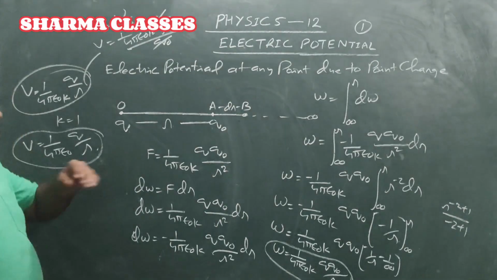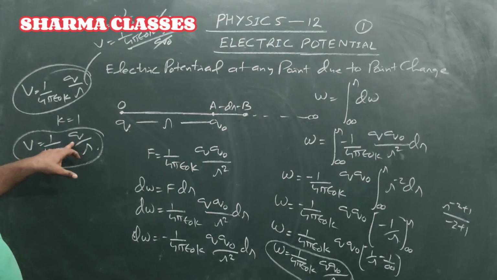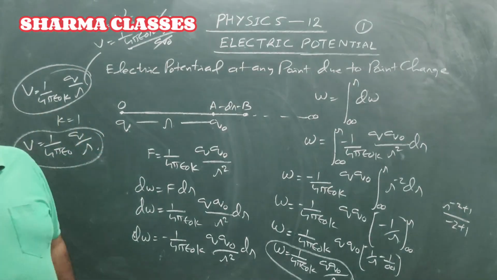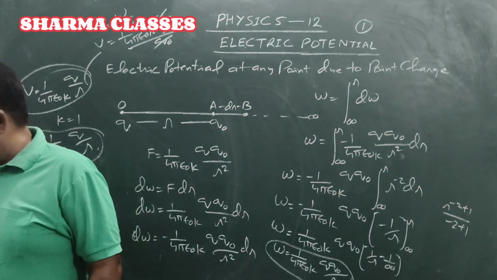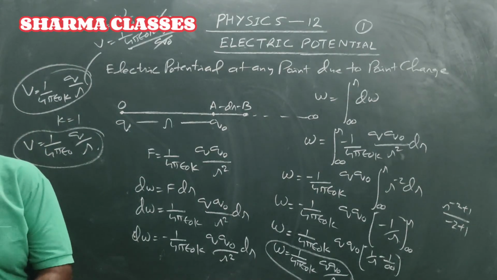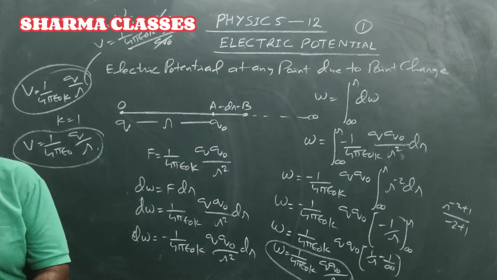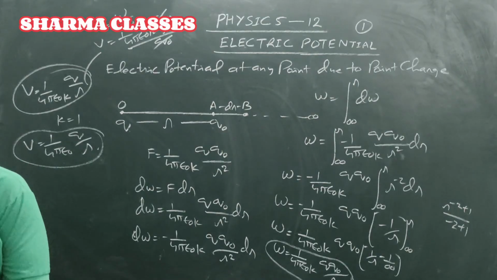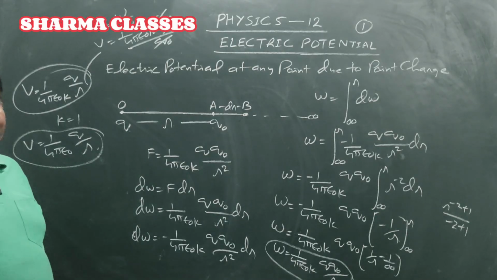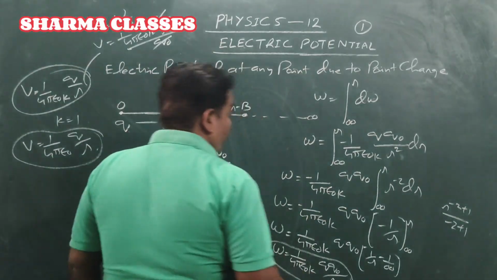When the charge is positive, the potential is positive. When the charge is negative, the potential is negative. In the formula of the potential, we have to take the sign of the charge. And when many charges are placed, the net electric potential at any point due to many charges is the sum of the electric potentials produced by all the charges. Okay, V is equal to V1 plus V2 plus V3, a scalar sum, with no direction, only sign.